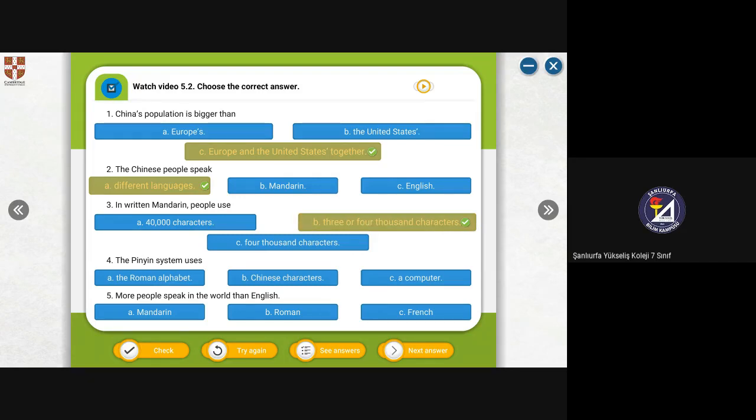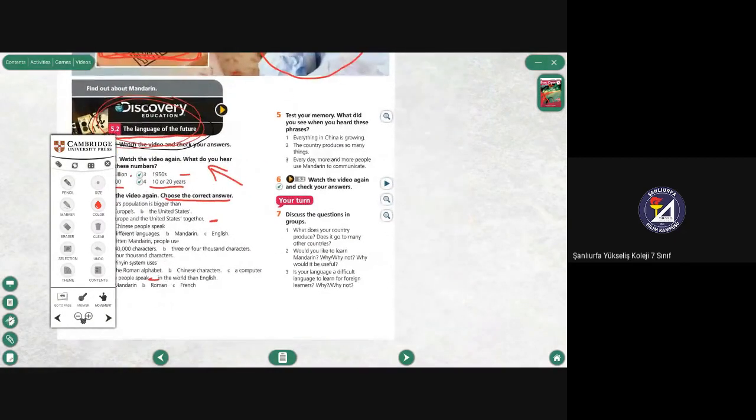Number 4, the pinyin system uses the Roman alphabet, or Chinese characters, or a computer. The Roman alphabet. More people in the world speak what than English? Mandarin, Roman, or French? Mandarin. Okay, guys, we have answered the questions about the video. Now we have got more questions. We'll try to talk about them.